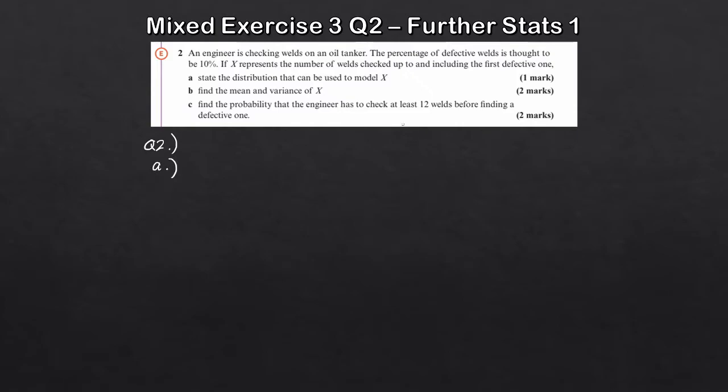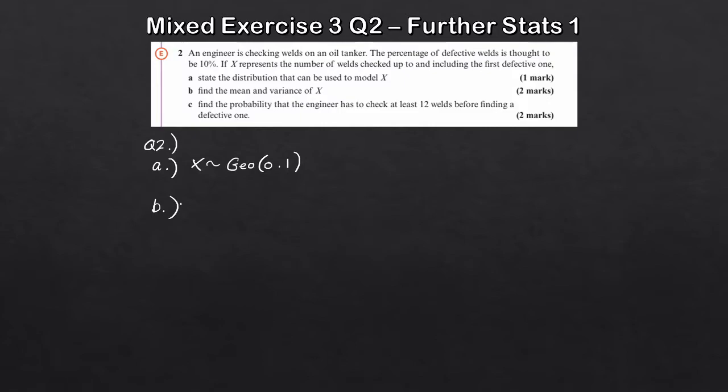So we're checking whether things are defective or not, and we've already been given the percentage of something being a defective weld. So again, we're doing it with x. So x is a geometric distribution here, and our probability this time is 10% or 0.1 if I write that as a decimal there. Okay, so that's my distribution that we can use to model x. Part B, nice easy one. We just got to find the mean and variance of x.